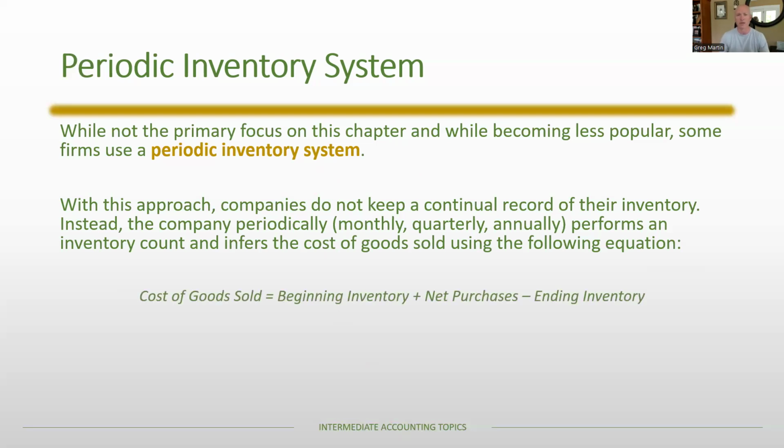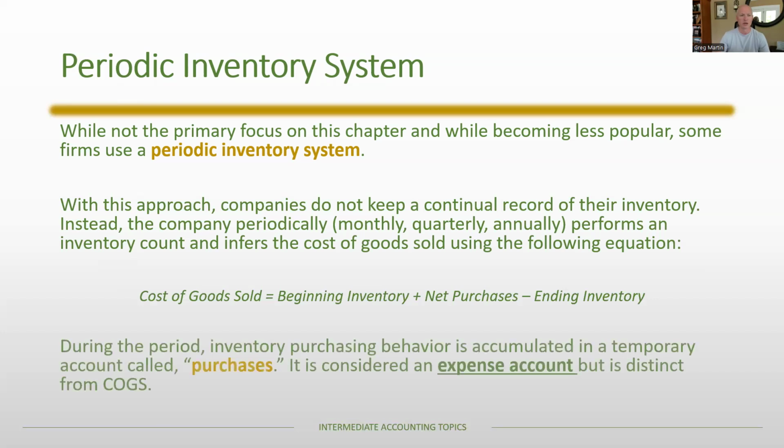So you infer cost of goods sold from the following equation. Within the period, you have a beginning balance, then you have whatever your net purchases are, because you're going to track purchases in a separate account. And then you're going to do a physical count for your ending inventory. And from there, you can infer your cost of goods sold. Beginning inventory plus net purchases minus our ending inventory gives us our cost of goods sold. So the physical count drives cost of goods sold rather than tracking cost of goods sold with every single transaction. So it's just a little bit of a different approach.